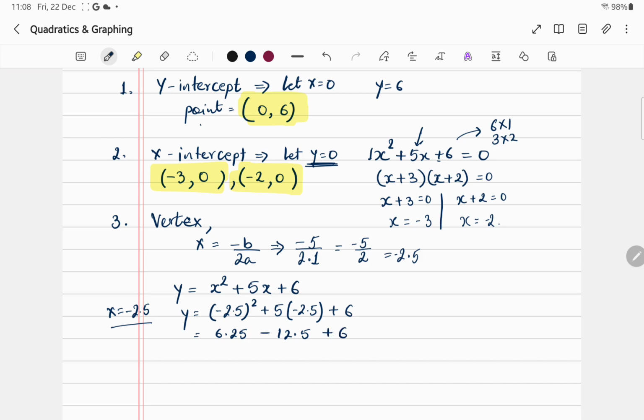Now use your calculator and tell me what you get. You will get minus 0.25, because 6 and 6.25 is 12.25, and 12.25 minus 12.5 is minus 0.25. All right, that is your y value. So the coordinate that we get here is the x value, which is minus 2.5, comma, minus 0.25. All right, so this is our vertex.